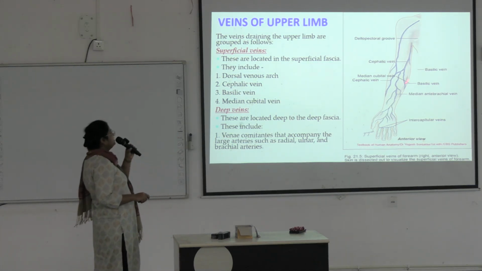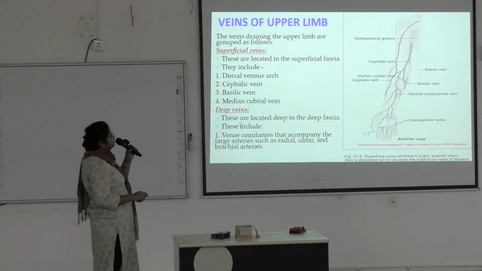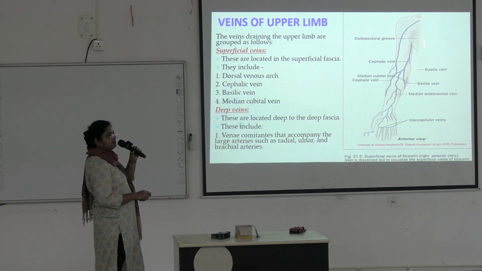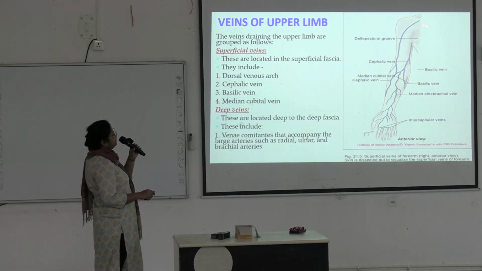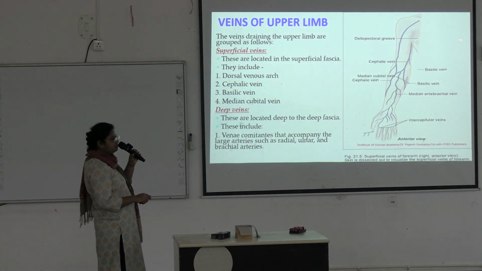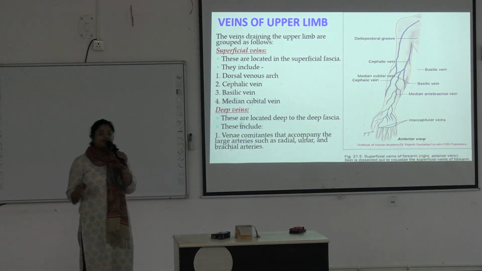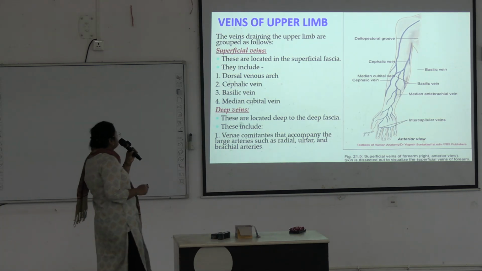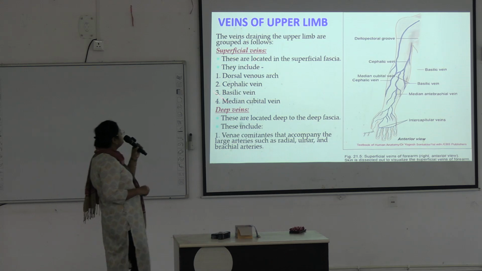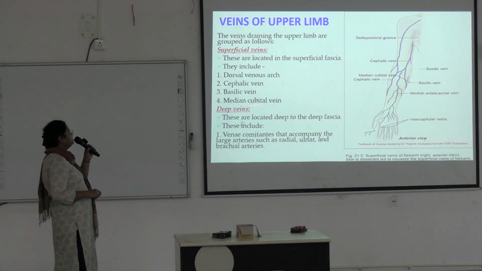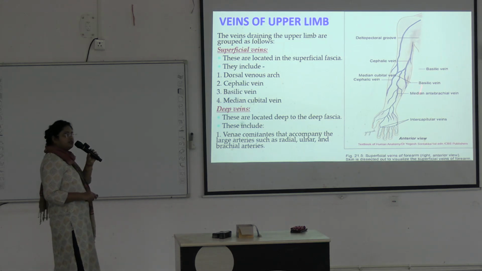And see here the cephalic vein is lying on the lateral side, then it passes through the deltopectoral groove. Here is the deltoid muscle, here is pectoral muscle. So in between the deltoid and pectoralis major lies the deltopectoral groove. After passing through this groove, it will pierce the clavipectoral fascia and drain into the axillary vein. So these are the superficial veins: dorsal venous arch, cephalic vein, basilic vein and median cubital vein.